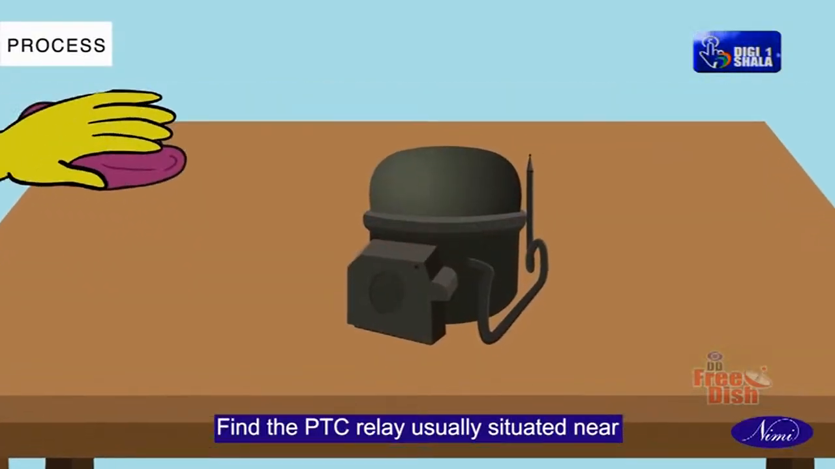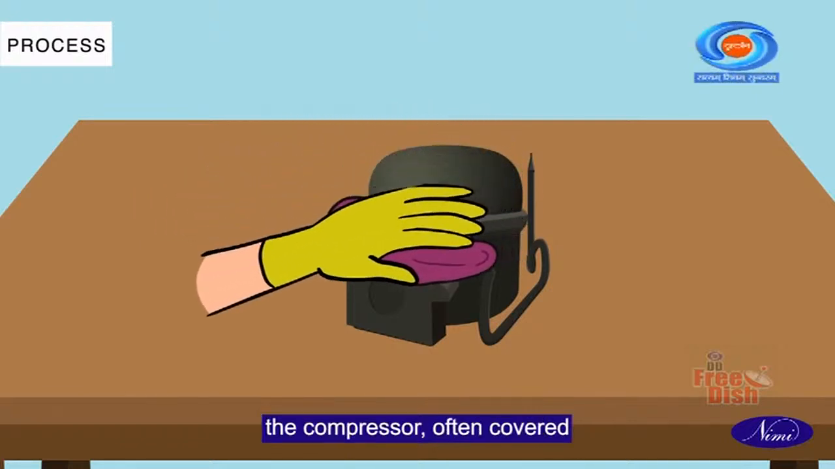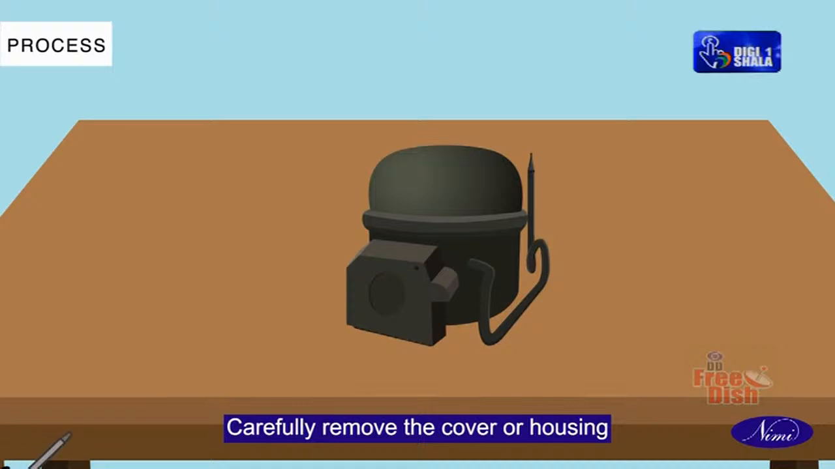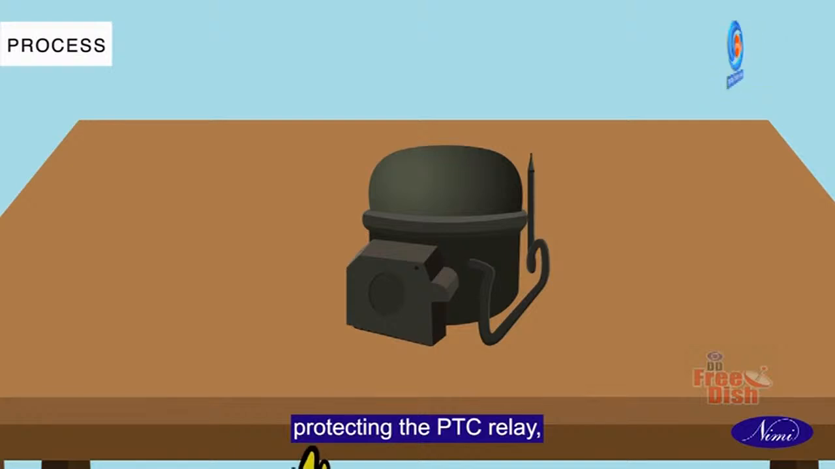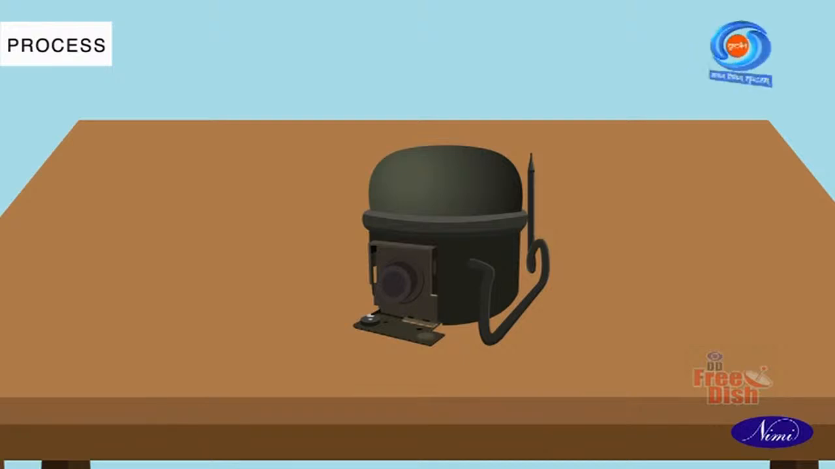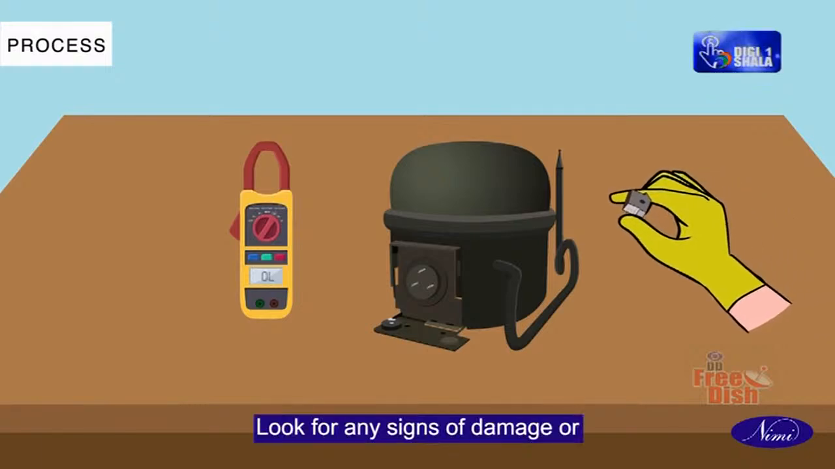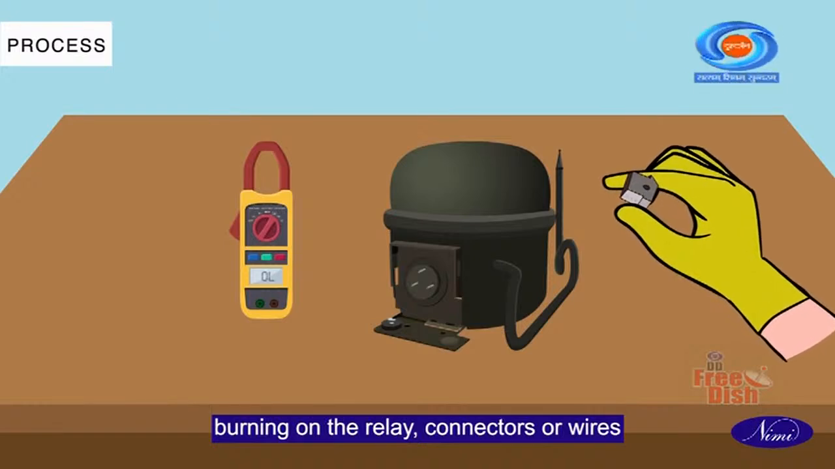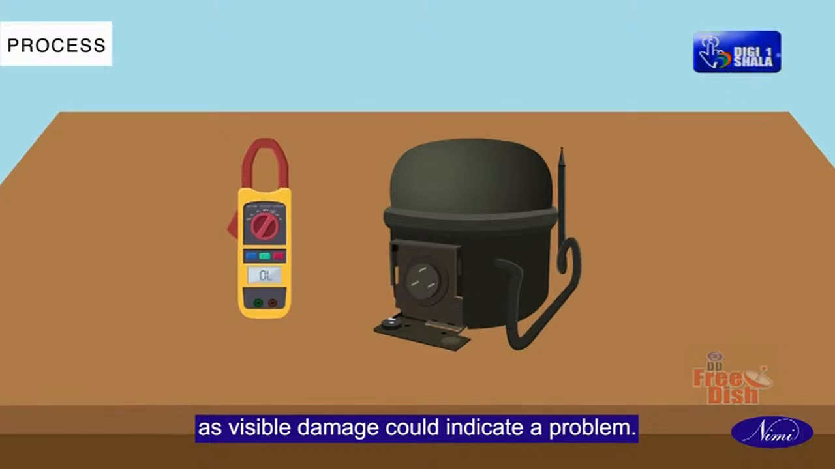Find the PTC relay, usually situated near the compressor, often covered by a plastic or metal housing. Carefully remove the cover or housing protecting the PTC relay, handling the relay and its wiring with care. Conduct a visual examination. Look for any signs of damage or burning on the relay, connectors, or wires, as visible damage could indicate a problem.